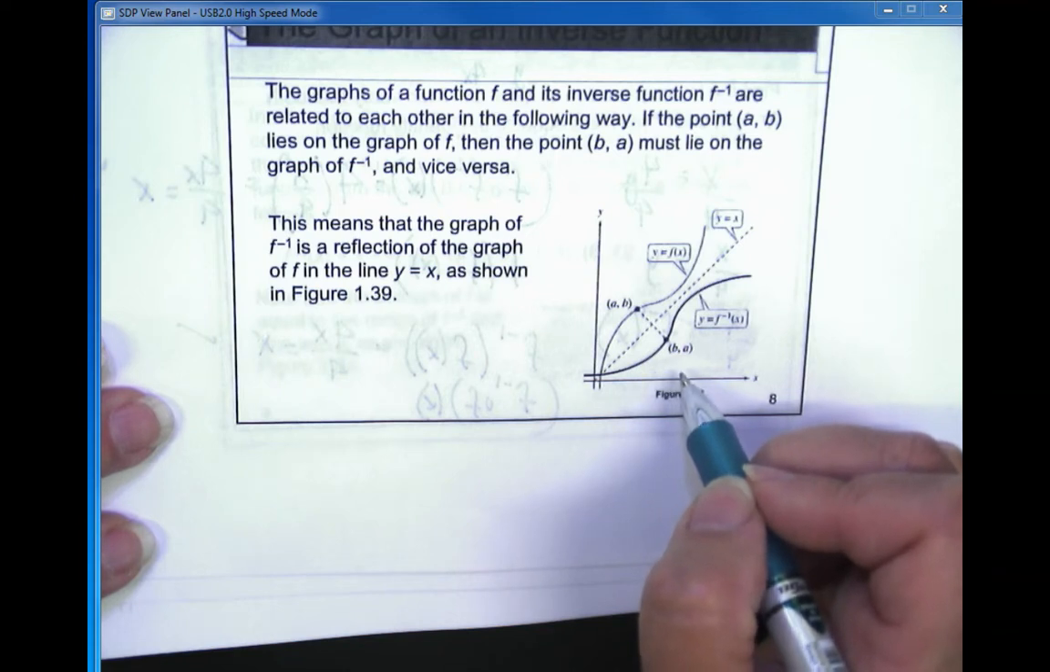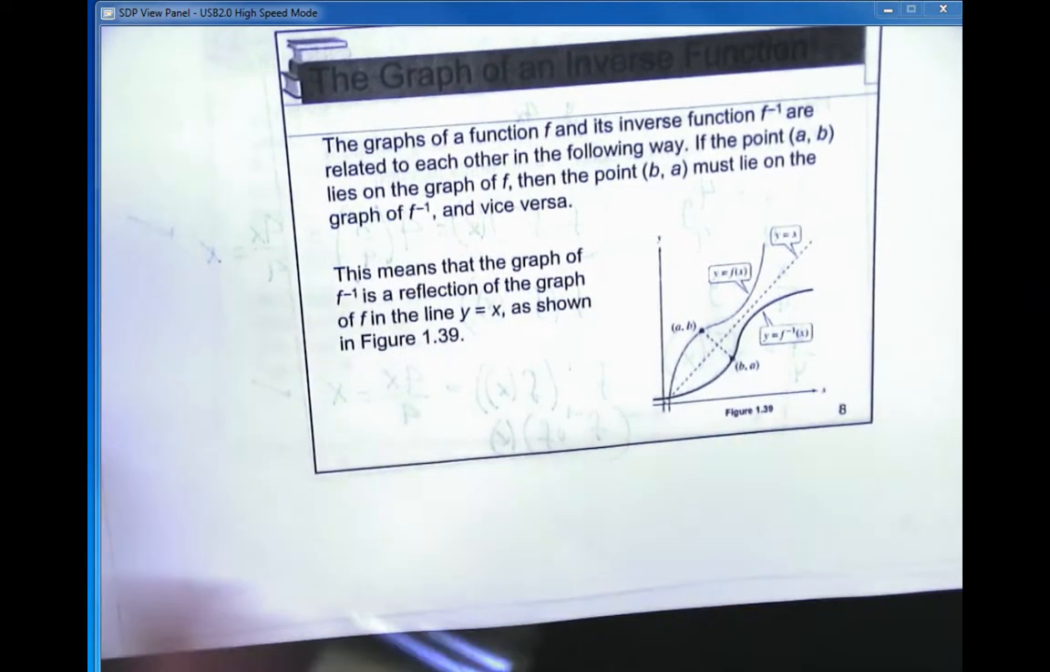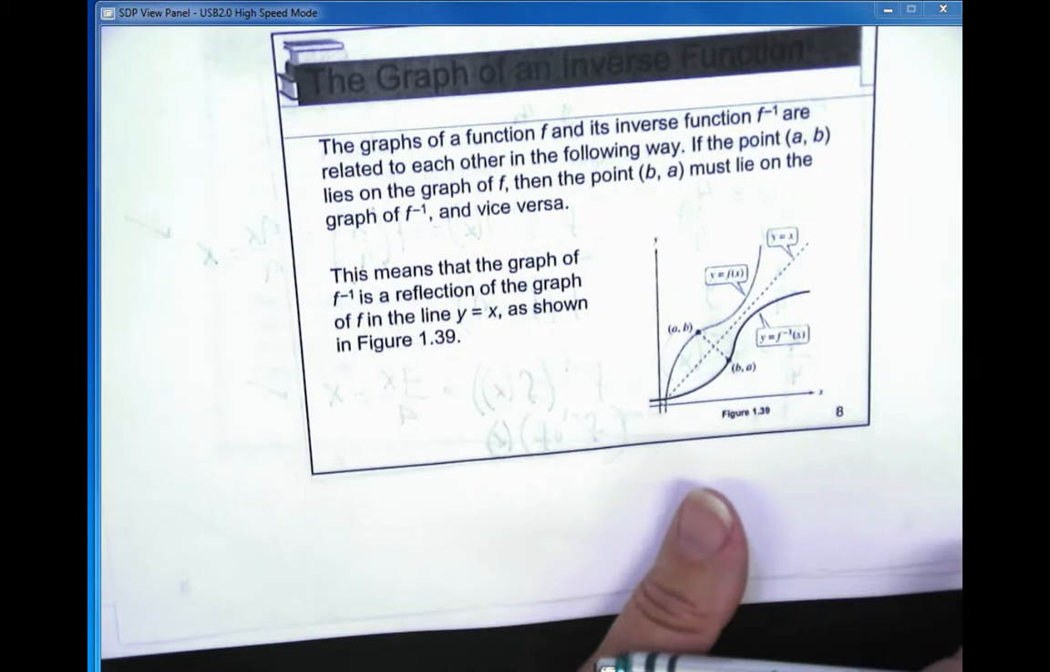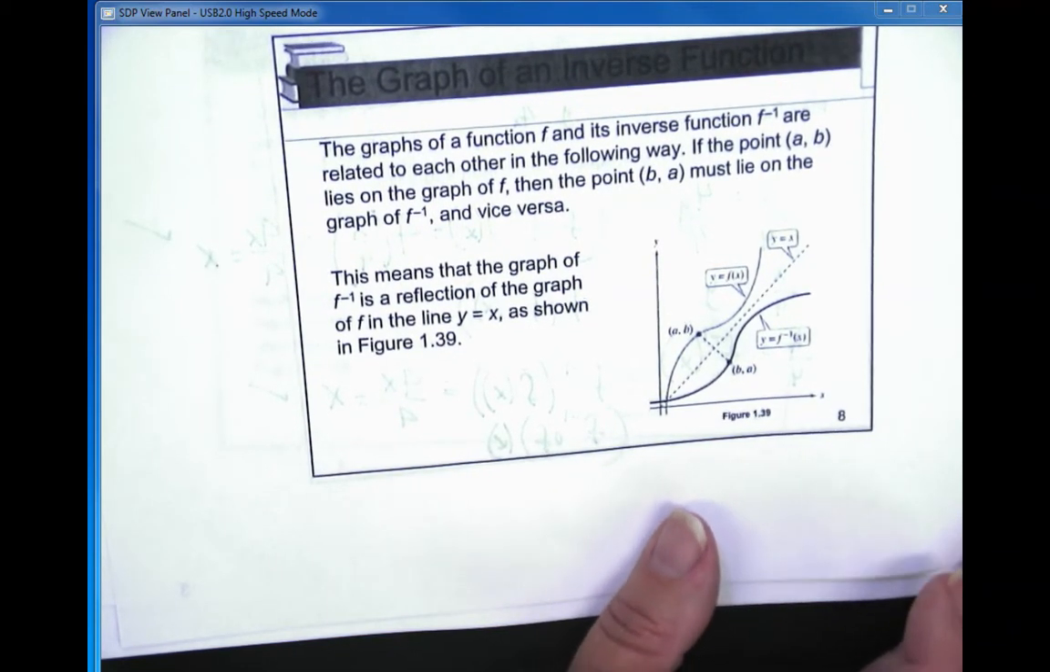So we should be okay with that. And it should all be symmetric to the line y equals x. So in other words, if I fold that along y equals x, everything's going to match up perfectly. Kind of looks weird because sometimes they overlap, and that's okay if they overlap.